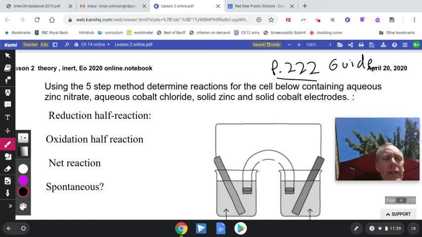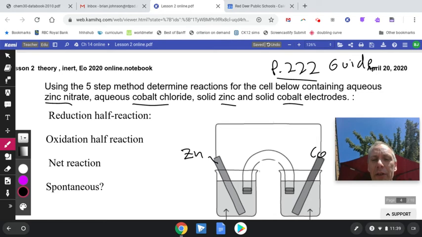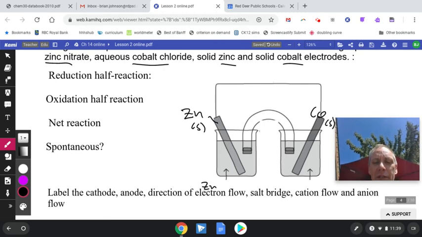Okay, so we have aqueous zinc nitrate, aqueous cobalt chloride, zinc, and cobalt. So you'll find in most simple voltaic cells, you have the metal and the metal ion of both anode and cathode. Metal, metal ion, metal, metal ion. So let's just call this metal zinc solid, which means this one is cobalt solid. Okay, so in our electrolytes, we'll have zinc 2 plus and NO3 minus, both aqueous. And on this side, we'll have cobalt 2 plus and NO3 minus aqueous.